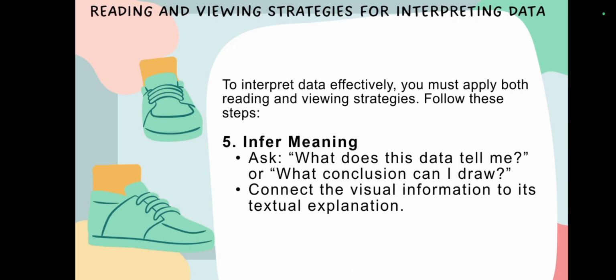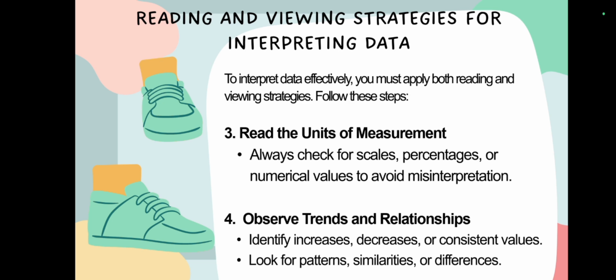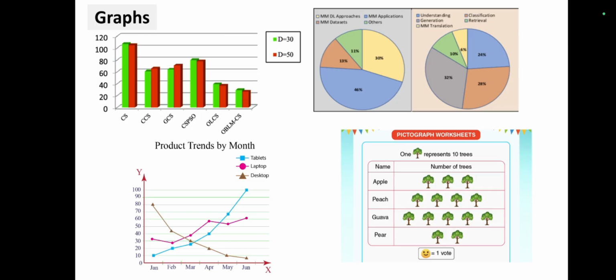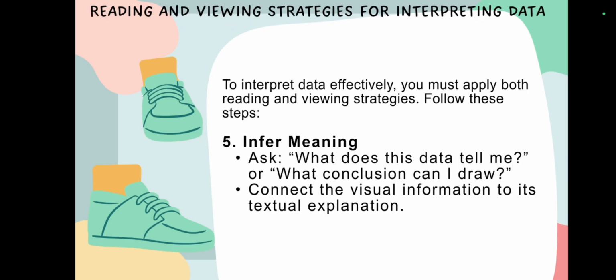Next, observe trends and relationships. First, identify increases, decreases, or consistent values, and then look for patterns, similarities, and differences. For instance, in here, the product trends by month. Next, infer meaning. Tanongin yung sarili nyo, ano ba ibig sabihin ng data na to? Or ano ba ang gustong iparating ng data na to sa akin? Or ano ba yung conclusion I can draw based on just seeing the data itself?